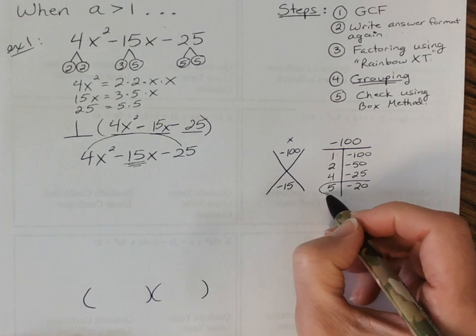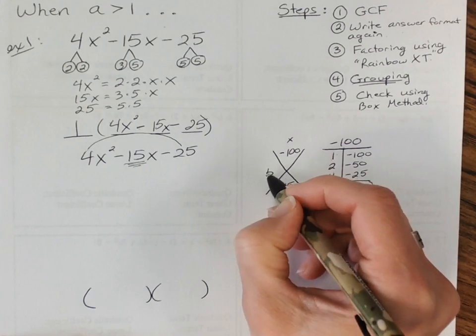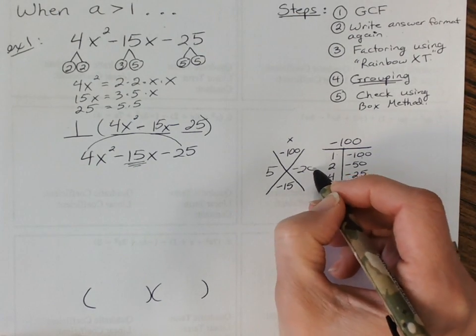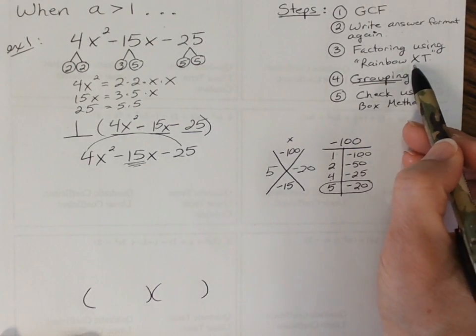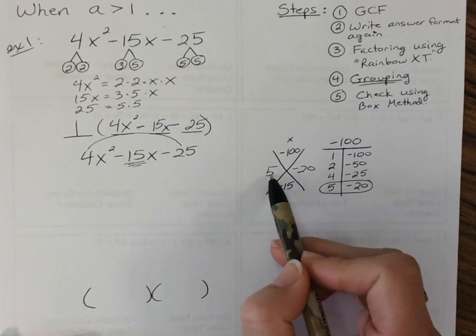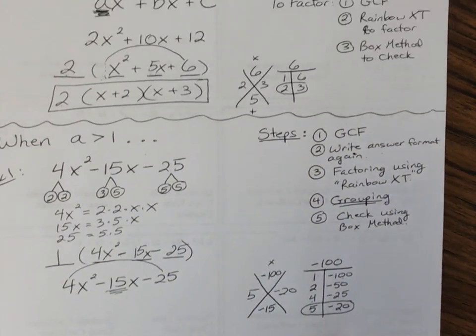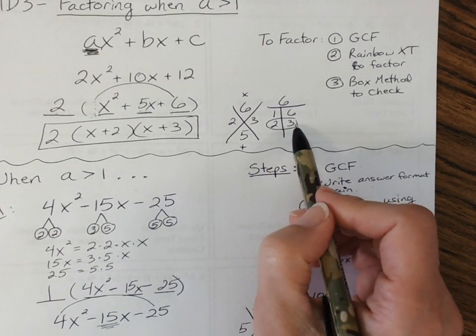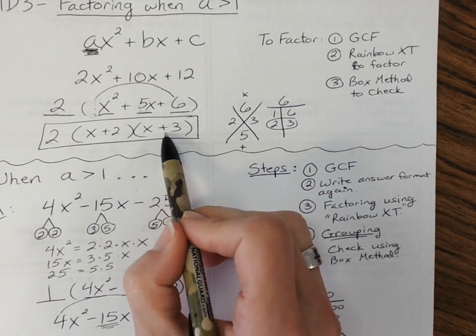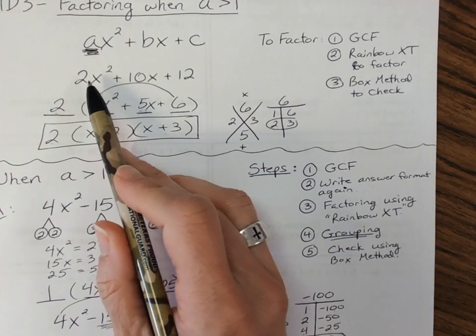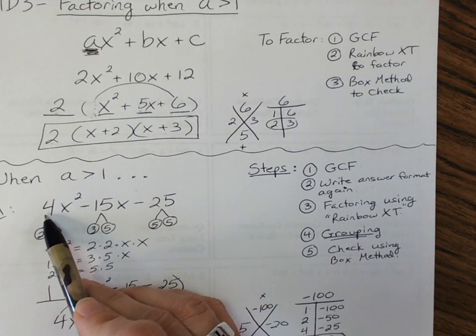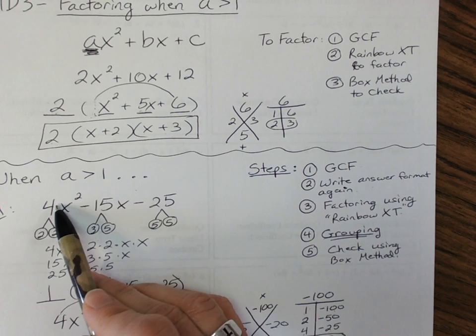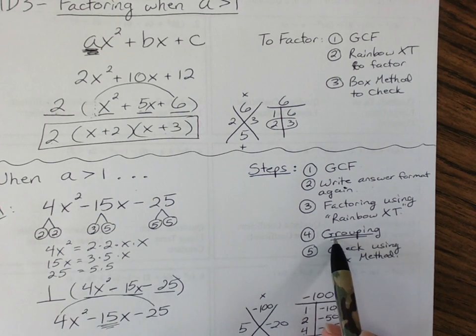So these are my factors. So I have a 5 here and a negative 20 here. Now here's where I need you to stop. We did factoring using Rainbow XT, but that is not going to be our answer. Like when we factored up here and we found our 2 factors, that gave us our answer. But that only is true when your A value equals 1, like it does right here. Down here, where your A value equals 4, you're going to have to do this extra step of grouping.